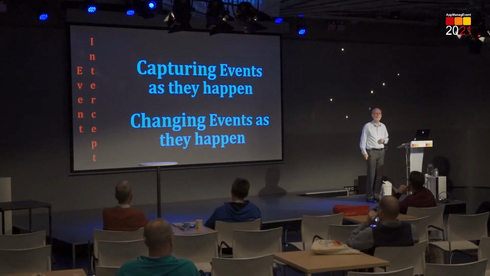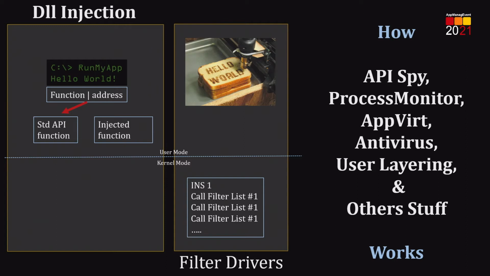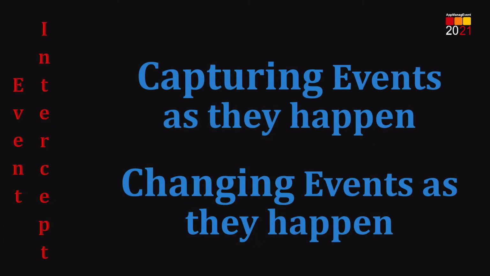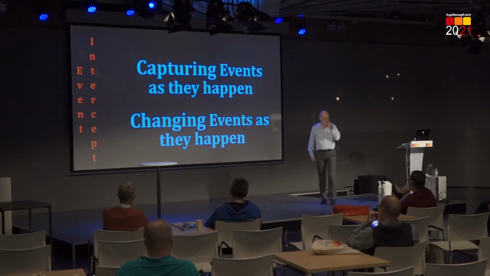I have no idea what that slide's supposed to say. I was supposed to say something really important there. We're just going to move on. Let's see if that helps. See you in the next slide. Change events when it happened. Oh, okay. Now I got it.